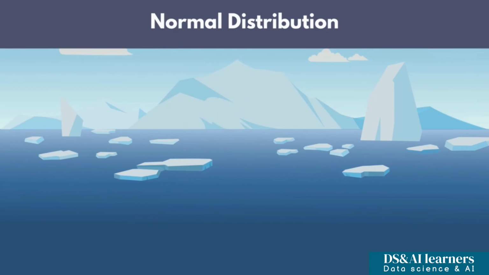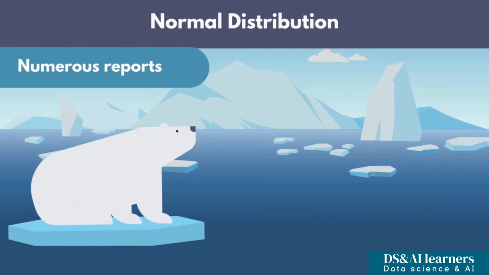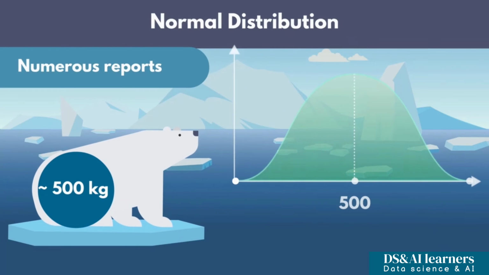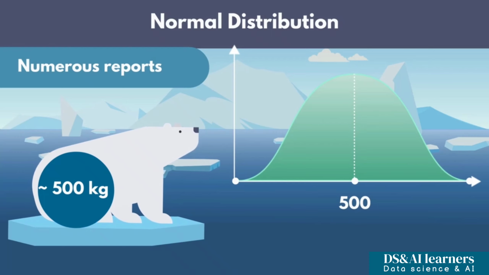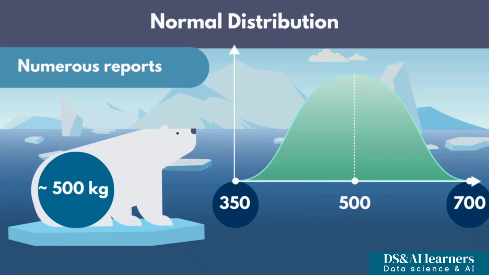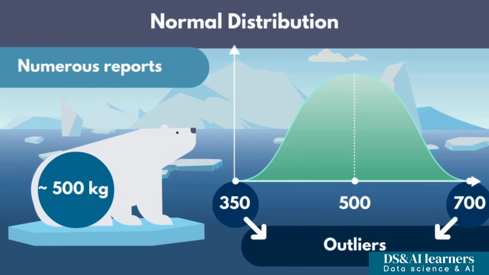For instance, according to numerous reports throughout the last few decades, the weight of an adult male polar bear is usually around 500 kilograms. However, there have been records of individual species weighing anywhere between 350 kilograms and 700 kilograms. Extreme values, like 350 and 700, are called outliers and do not feature very frequently in normal distributions.